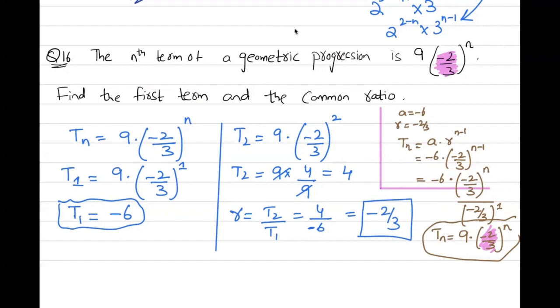What about 9, sir? It was the value of Tn. I simplified this. It was A. No, the a value is not 9. The a value was minus 6. Remember, I used minus 6 and r as minus 2 over 3. I simplified this down and it turned out to be this one working.